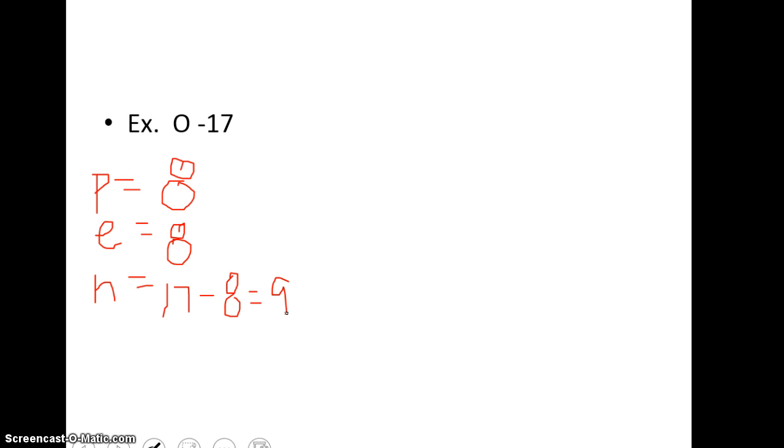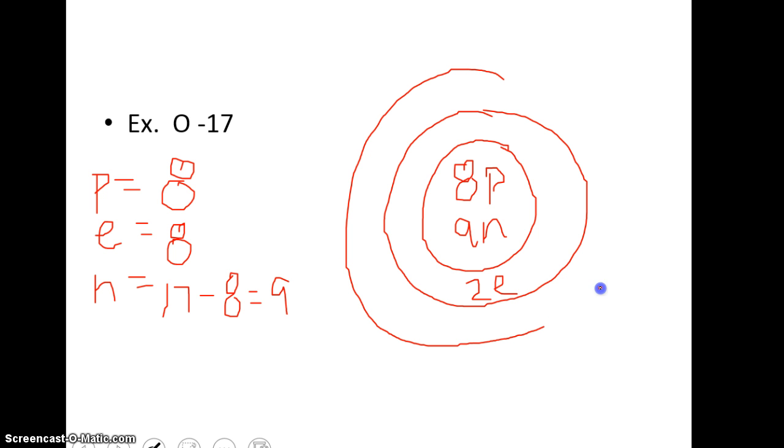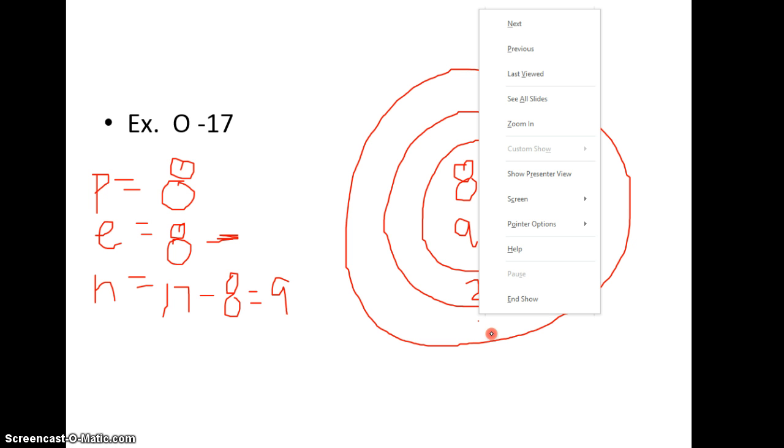You always start with the nucleus, so the 8 protons and the 9 neutrons go in the nucleus. Now we need to get to 8 electrons. We're going to put 2 in our first energy level because we can have only 2. Our second energy level can hold up to 8, but we don't need 8 because if we put 8 in there, we would get 10. We only need to get to 8 electrons, so we're going to put in 6 electrons because 6 plus 2 is 8.